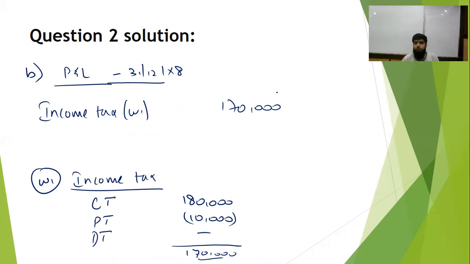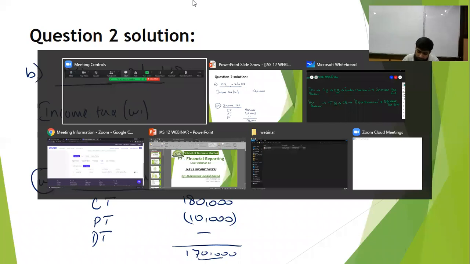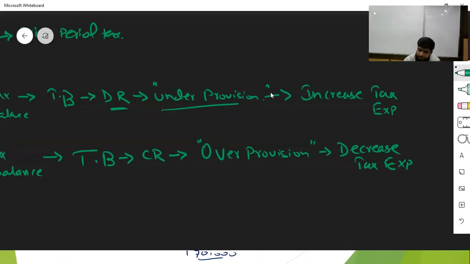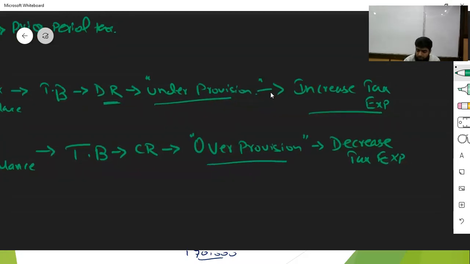In the second phase, we discussed the prior period error. What is prior period error? Tax of a previous year, but it is calculated and adjusted in the current year. There might be two possibilities: an under provision or an over provision. If there is an under provision, we'll increase the tax expense in the current year. But if there is an over provision, we're going to decrease the tax expense in the current year.